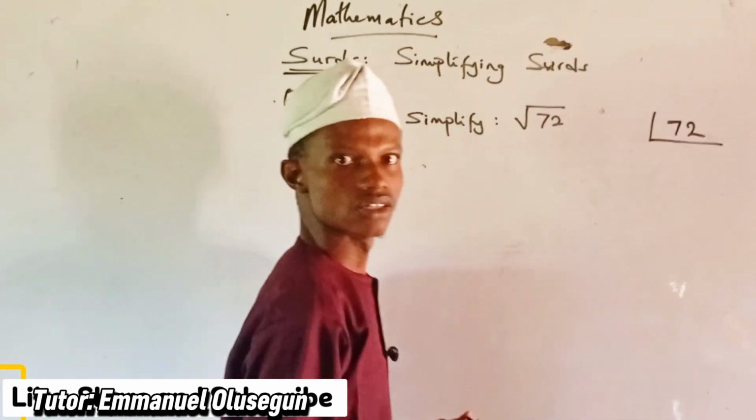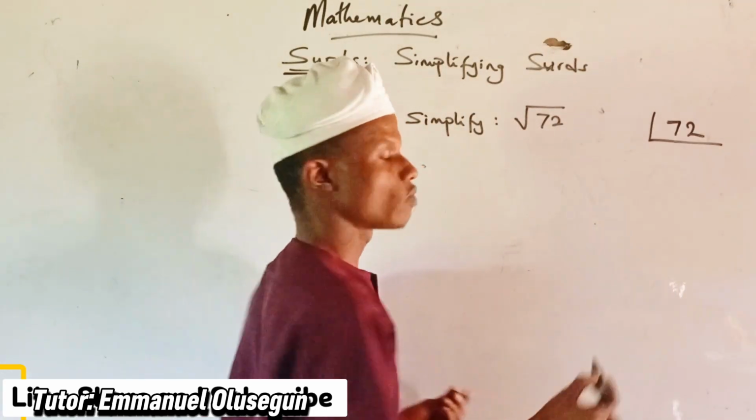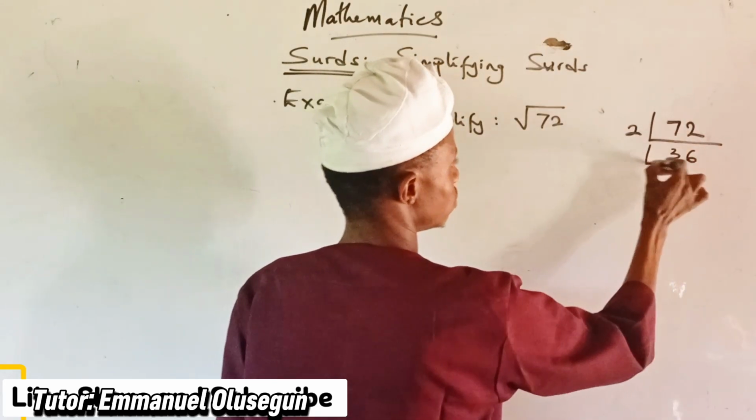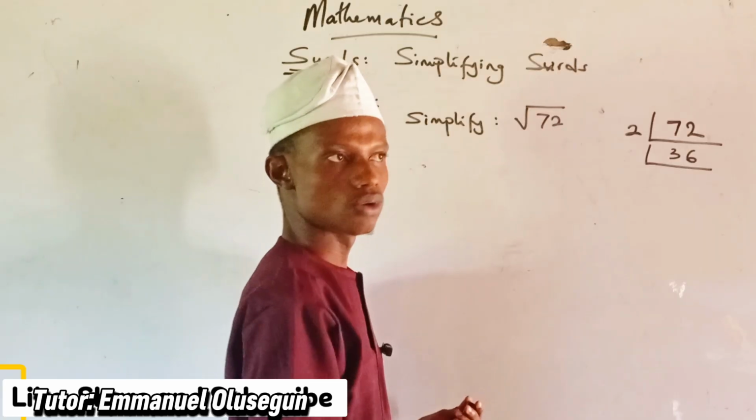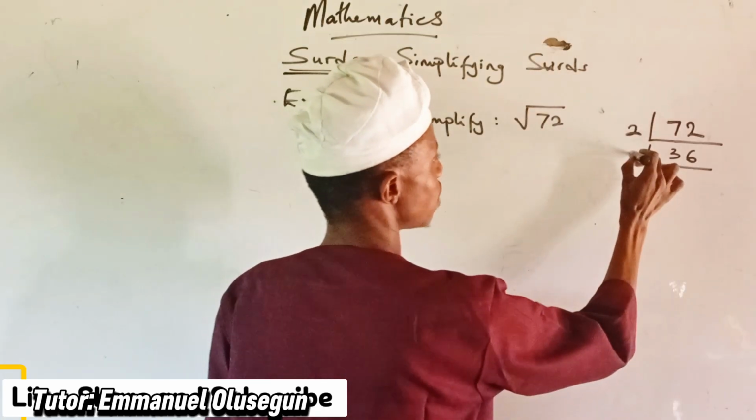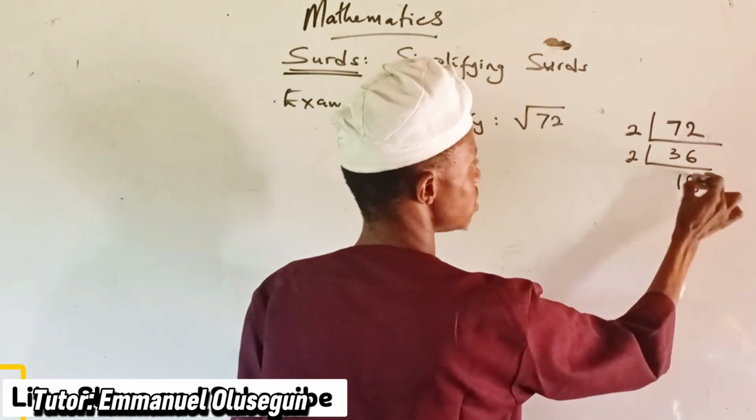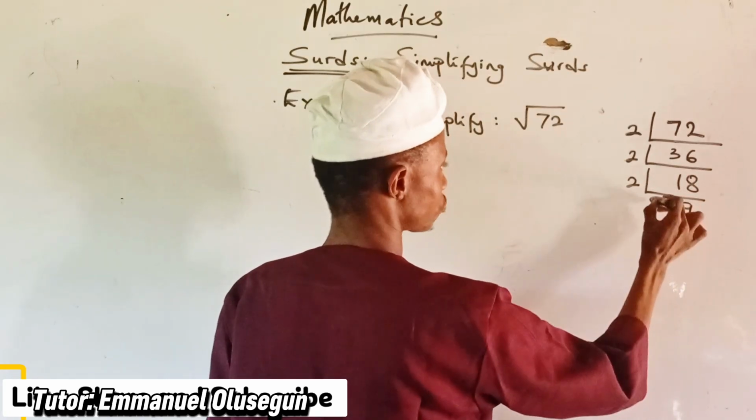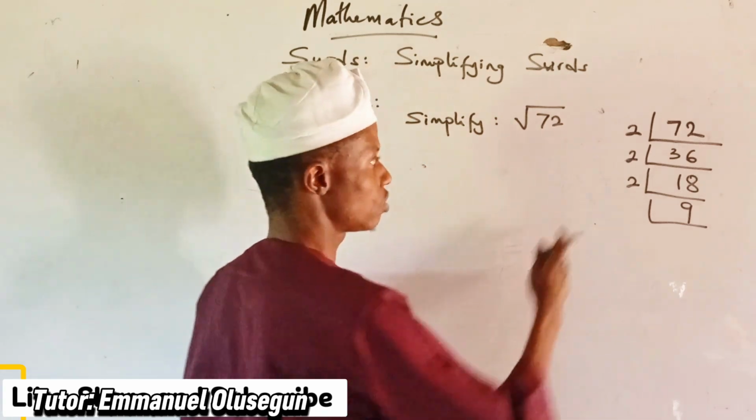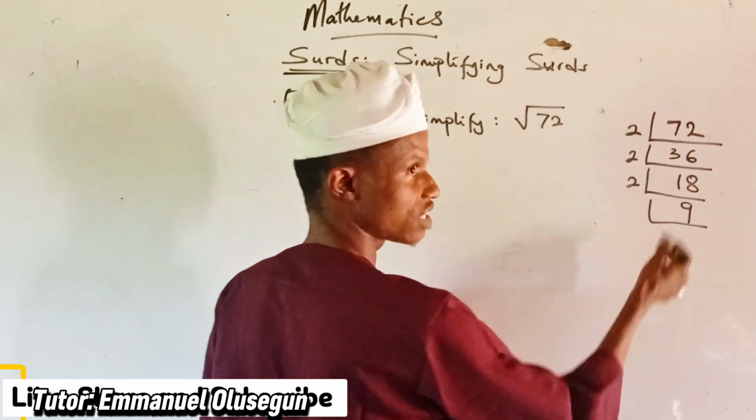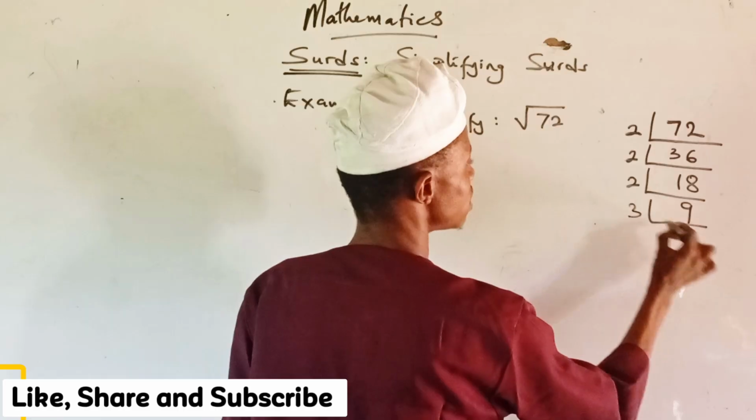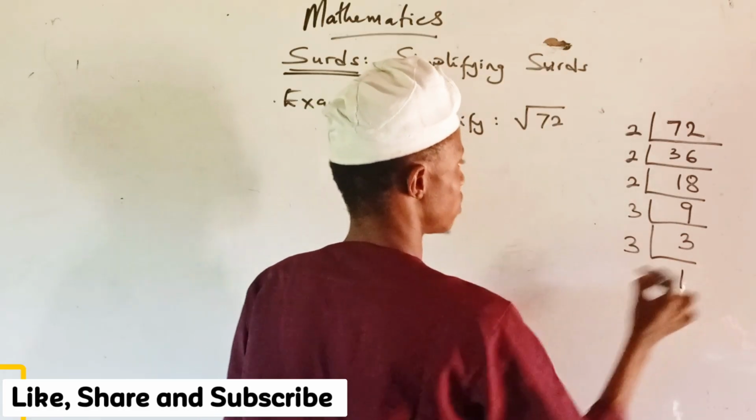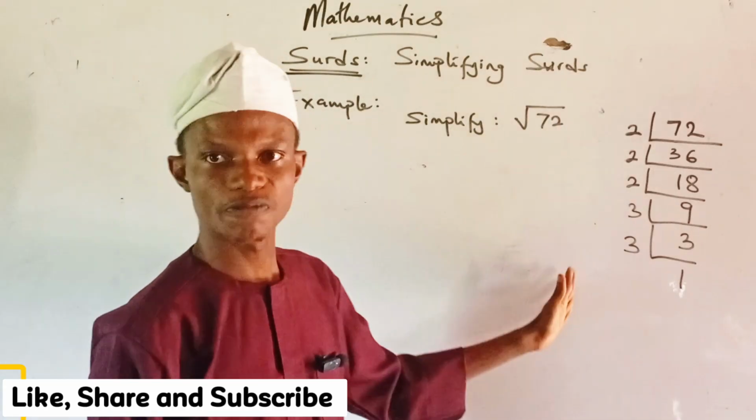We prime divide. So we start from the lowest prime number, which is 2. 2 in 72 is 36. As long as that number can still go, we keep dividing with it. We have 2 in 36, 18. We have 2 in 18, 9. Obviously, 2 can no longer divide 9, so we move on to the next prime number, which is 3. 3 in 9, 3. 3 in 3, 1. Alright, this is the process of prime division.